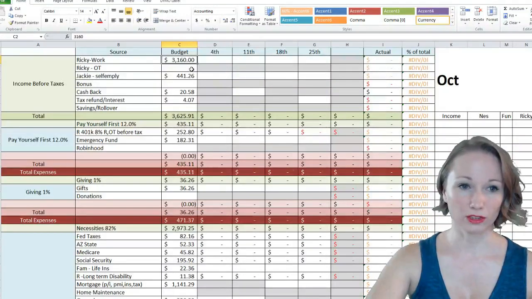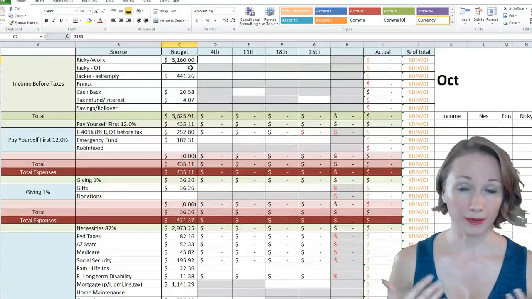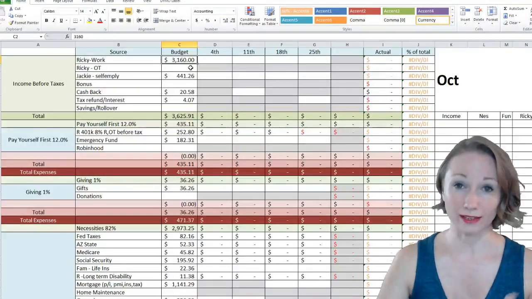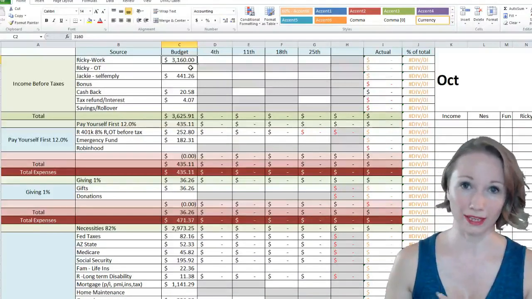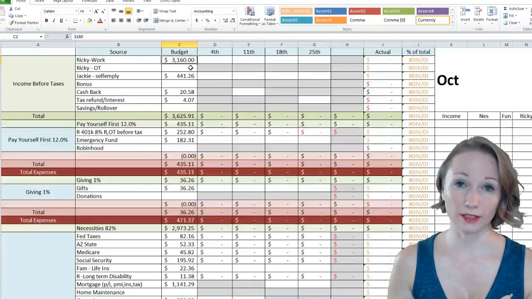So the first thing we need to do, we do a zero-based budget. That means we want to estimate the best that we can, and then as the money comes in, we can make sure things are correct. Basically, we want to take everything that we plan on making, and then we want to tell it where to go instead of wondering where it went. So it's called an every dollar budget or a zero-based budget.